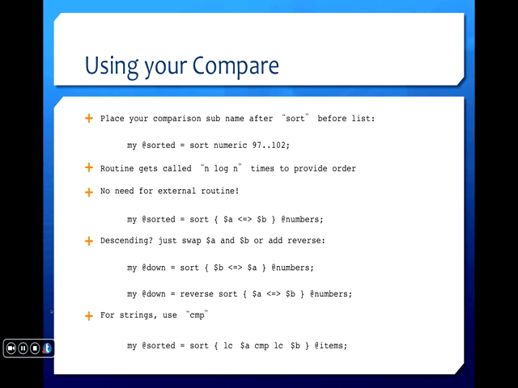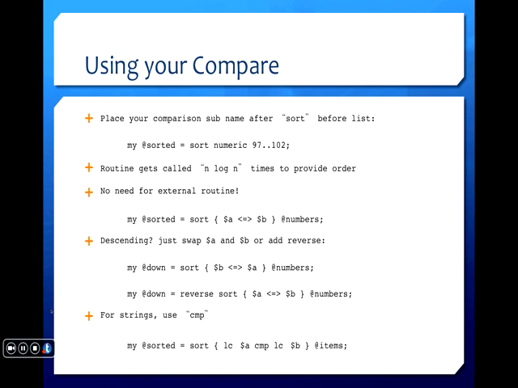I can automatically say sort, open curly braces, $a, the spaceship operator, $b, and close braces, and then give the list of numbers that I want to sort in ascending order. We can sort them in descending order if I switch the $a and $b. You just have to switch the parameters. Actually, there is an easier way using the function reverse, if you remember.